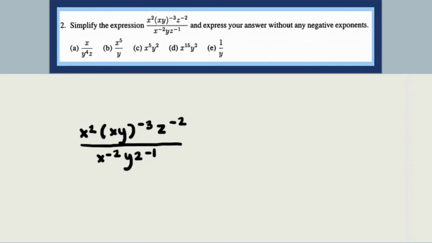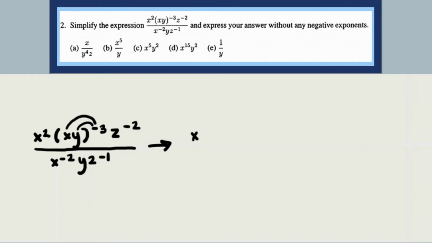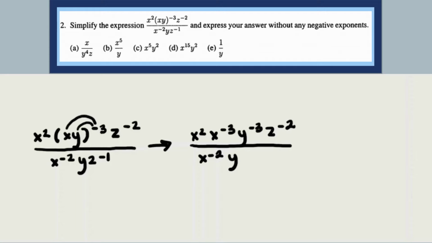So the first thing we're going to do, if you notice, we have x squared, and then in parentheses we have x times y all to the negative 3. So what I'm going to do is distribute this negative 3 to the x and the y. So I'm going to rewrite that. When we rewrite that, it'll become x squared, and then times x to the negative 3, and times y to the negative 3, times z to the negative 2, and then all over x to the negative 2 times y times z to the negative 1.